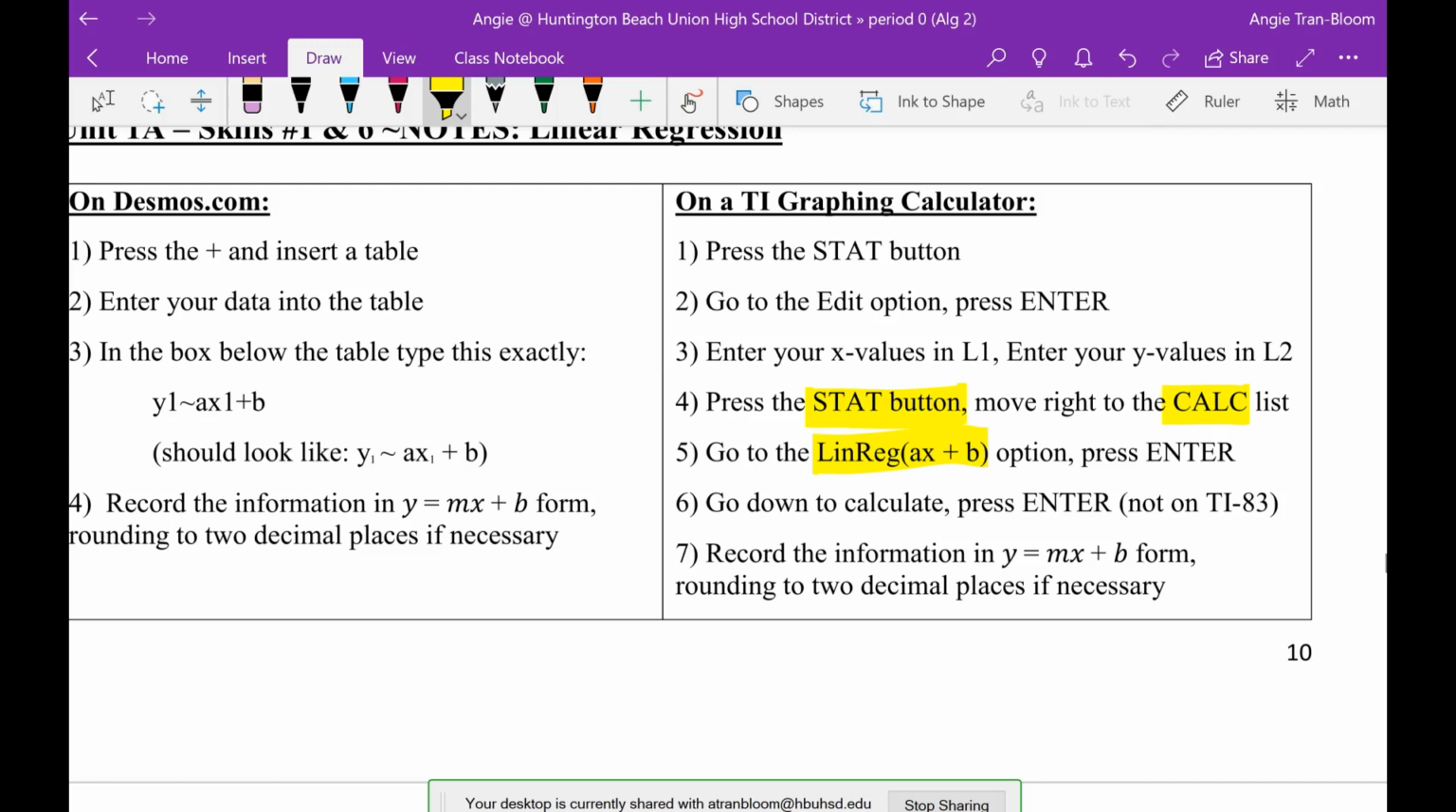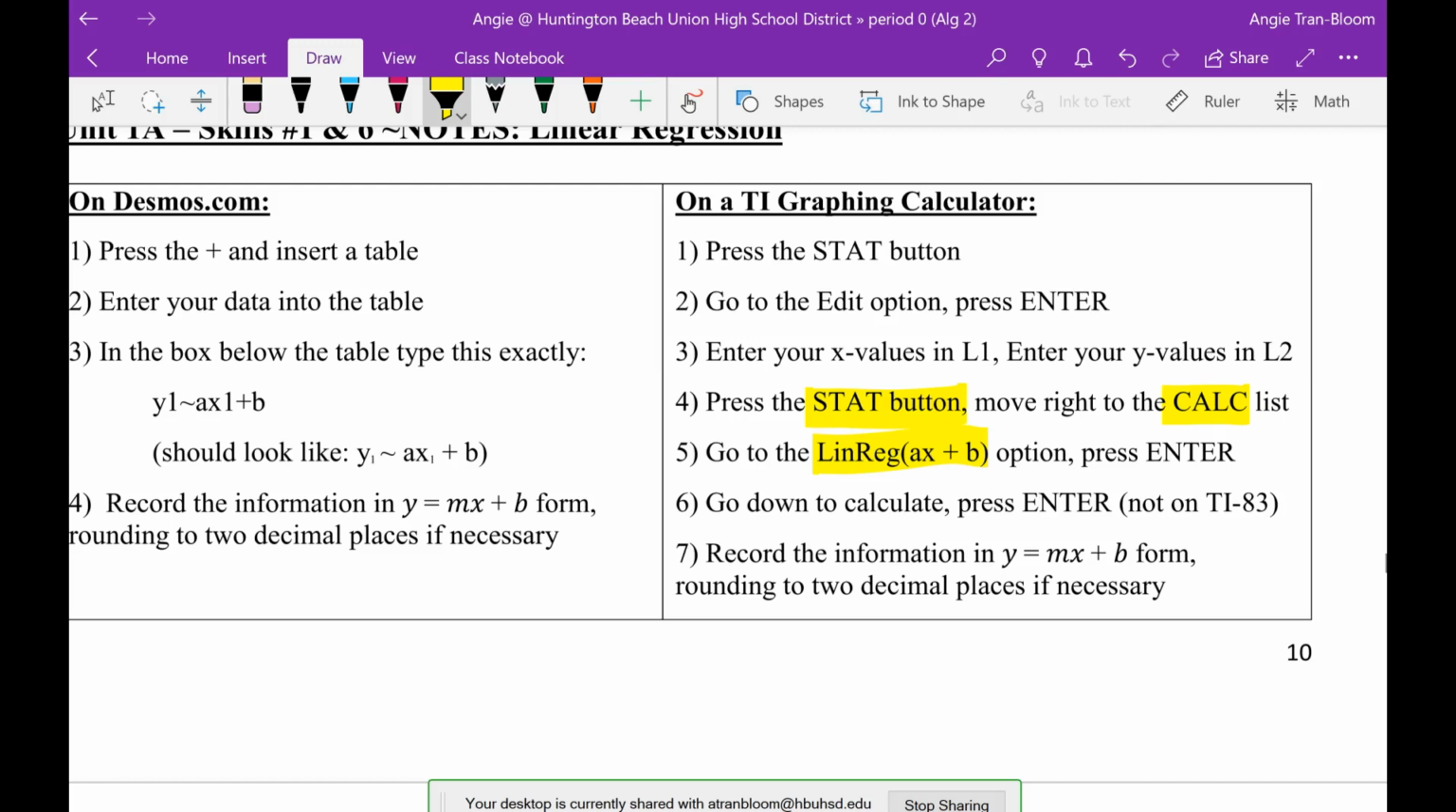Okay, so hit stats, and then go to calc. There you go. And then find something that looks like this: linear regression, AX plus B. Can you guys talk on your team? Make sure you're on the same page. Did you get an A and B value on the screen right now?